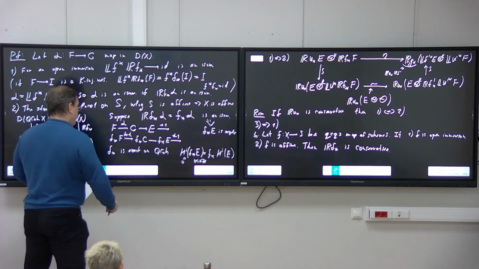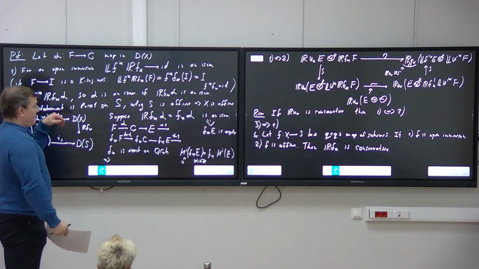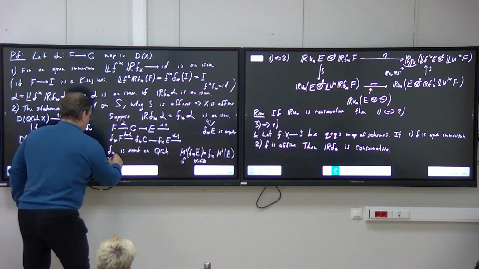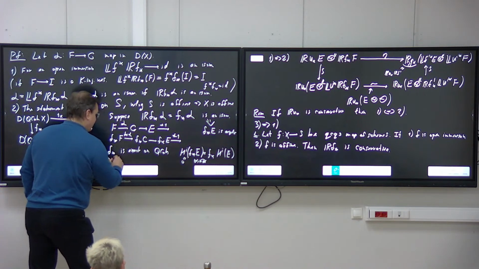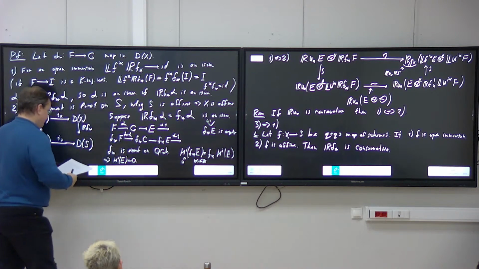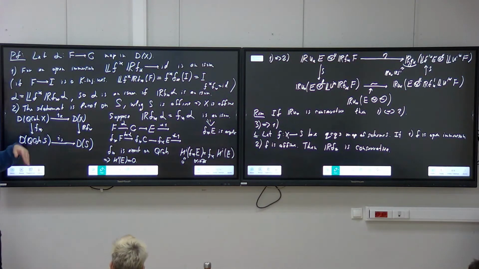So I can claim, well, I know now that the push forward with f of H^i is 0, but this means that H^i of E is 0. Right? Because this is just a general property, a very simple one, I would say. If you have a quasi-coherent sheaf on this one, and the push forward is 0, then this sheaf is just 0.